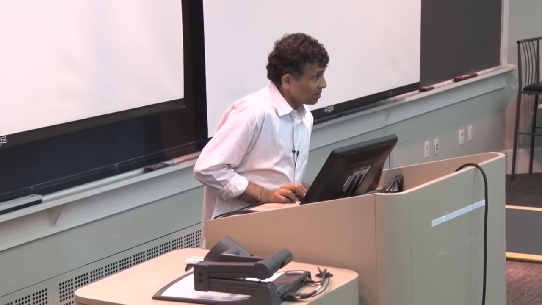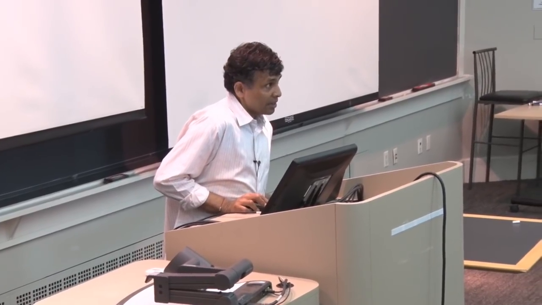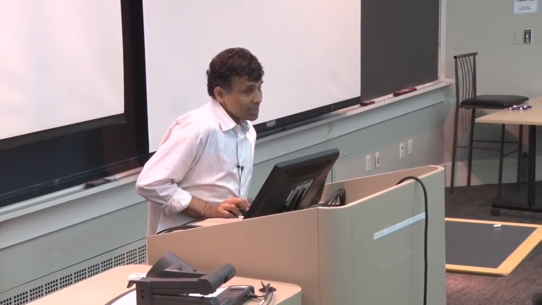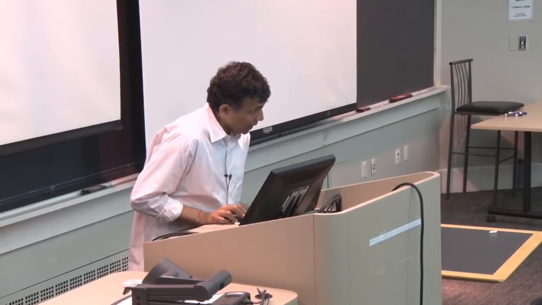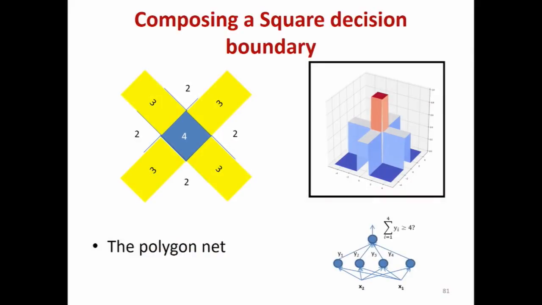But if I decide that I don't want exact precision, I can approximate it. I will still need an arbitrarily large number of perceptrons. And I'm going to explain to you why. Okay? Let's start off by composing a diamond.